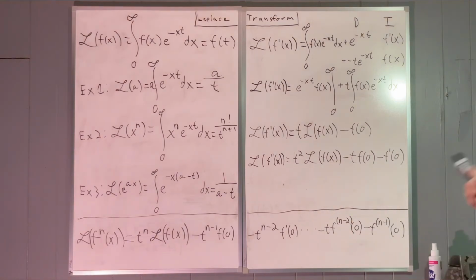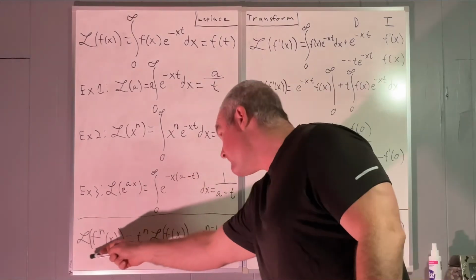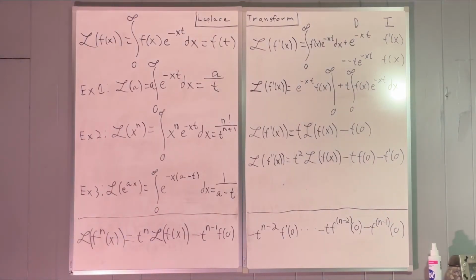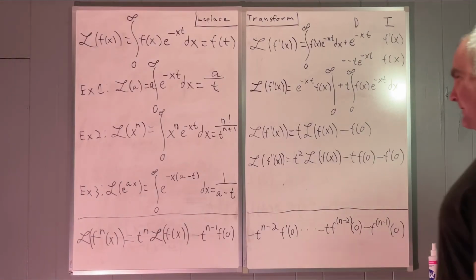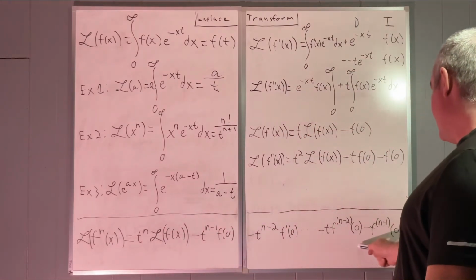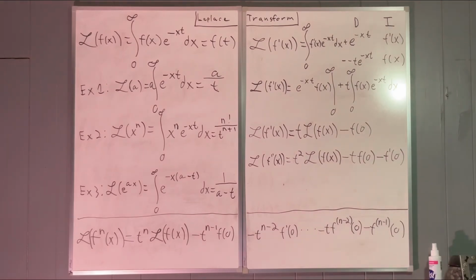And you can keep doing that. You can go all the way up to the nth derivative of x, which is what we did right here. So this is the pattern. This is the pattern that emerges if you keep taking higher and higher derivatives of your function of x, and then taking its Laplace transform. You will get this. And I'm not going to say all of that because it's a mouthful. But anyway, that's what it is.